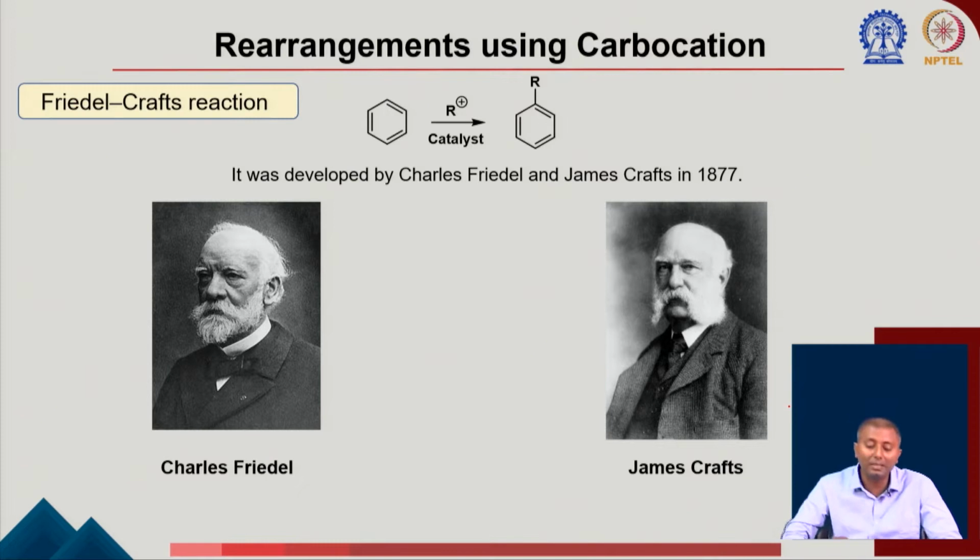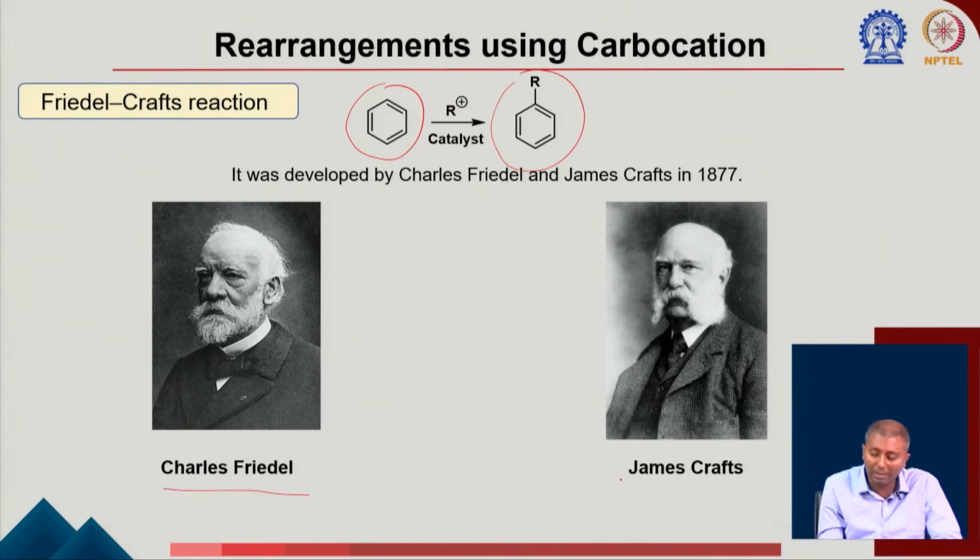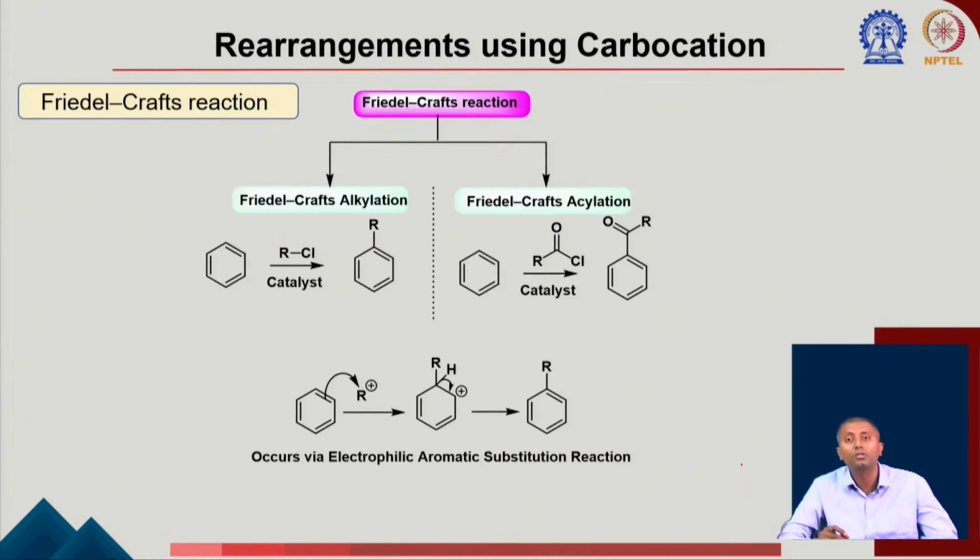The Friedel-Crafts reaction is nothing but taking an aromatic compound and a corresponding alkyl halide or acyl chloride. In the presence of a Lewis acid, the R group, which has a positive charge, gets inserted into the benzene ring. It was discovered by Charles Friedel and James Crafts in 1877, and it is one of the very important reactions in organic synthesis. These reactions go via electrophilic aromatic substitution.